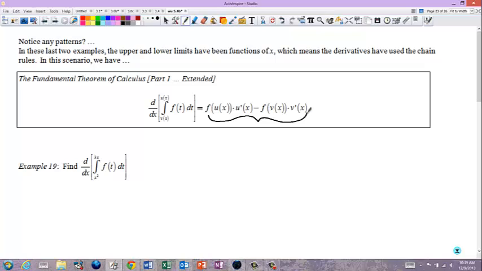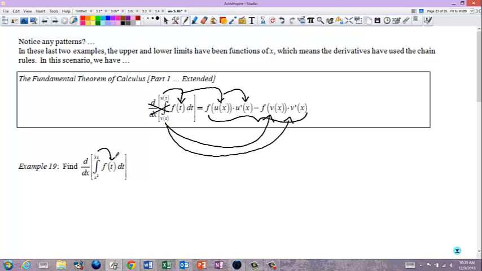You just take, this is the theorem, derivative of integral, it cancels out. You take the u of x, you fill it in where the t is, and you multiply by the derivative. Minus, fill the v in, multiply by the derivative. So here's another one. We're just going to take the 3x, stick it in where the t is, so it'd be f of 3x multiplied by the derivative of 3x, minus f of x squared multiplied by the derivative of x squared.